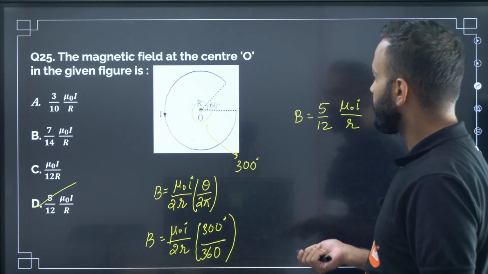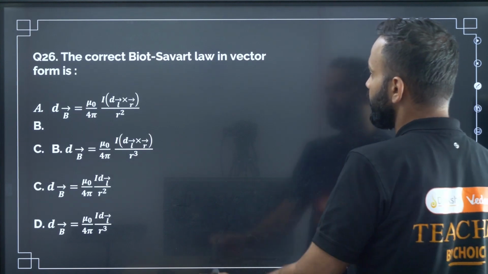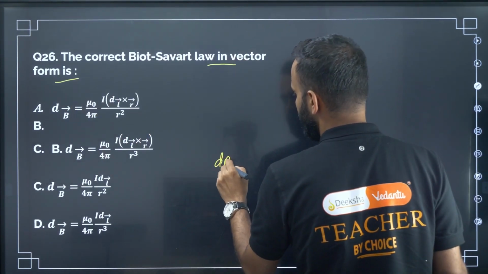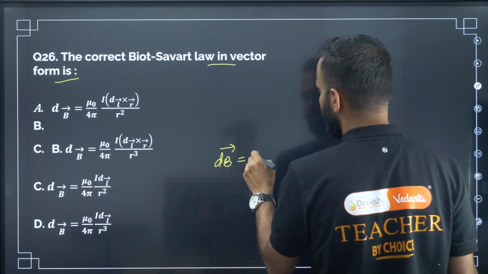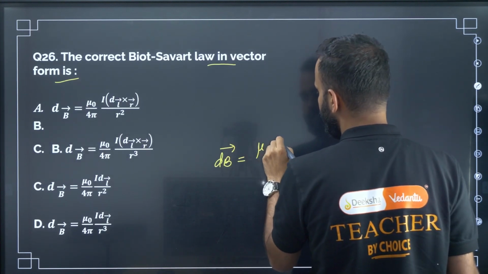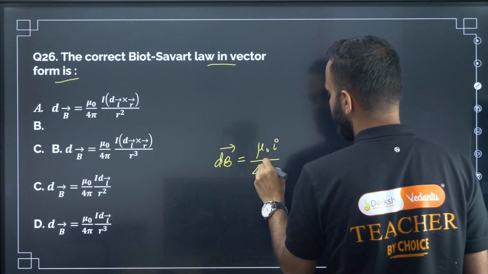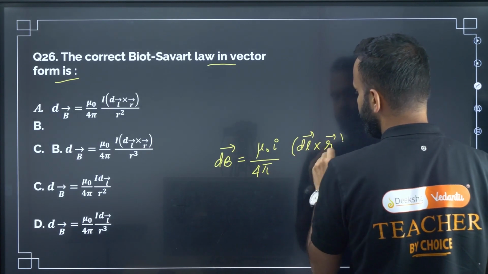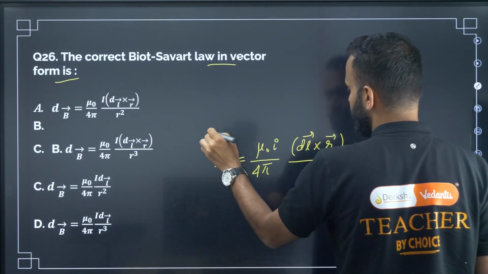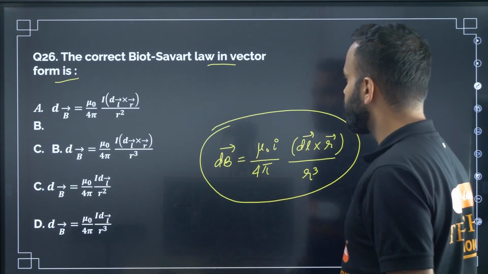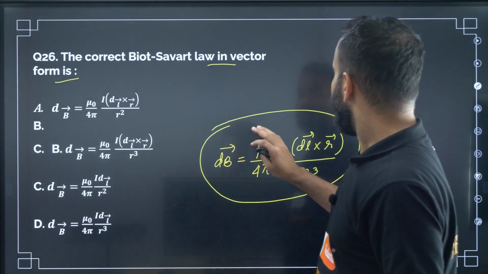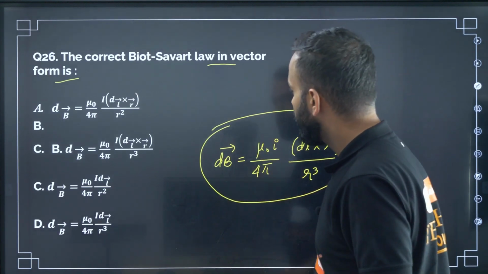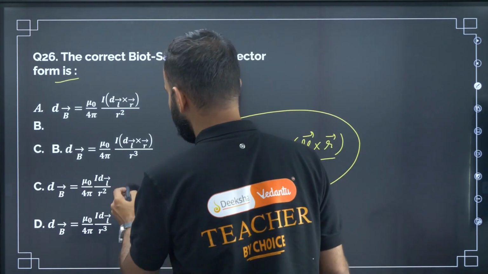Okay, next question, question number 26. The correct Biot-Savart law in vector form. The Biot-Savart law in vector form is mu naught I divided by 4 pi into dl vector cross r vector divided by r cube. So this is the correct vector form of the Biot-Savart law. So the correct option is B.